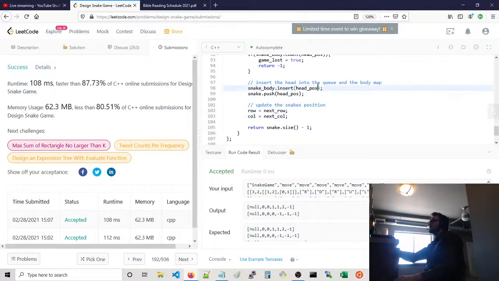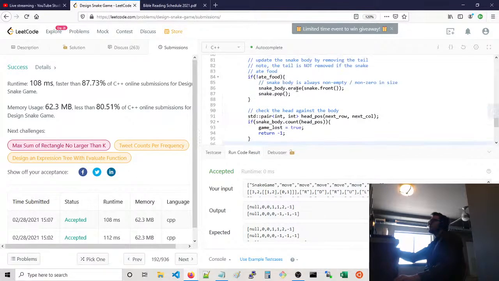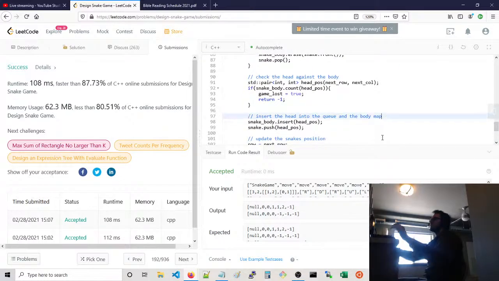And you have to remember to update the snake's position. You've got to insert the head of the snake into the queue and the body map, or the body set. Yeah, with the set representing the body.